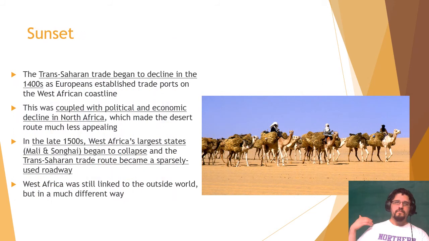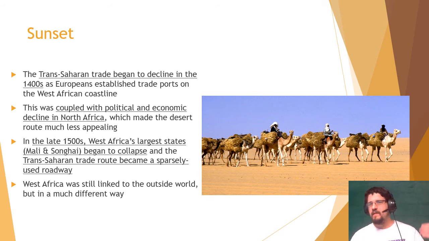Okay, the Trans-Saharan trade goes into decline in the 1400s for two reasons. One is Europeans begin to establish trade ports on the coast, and overseas trade is just better than land trade. It's cheaper, it's safer, it's faster, it's pretty much superior in every way. We'll actually see that again when we talk about the Indian Ocean later on.